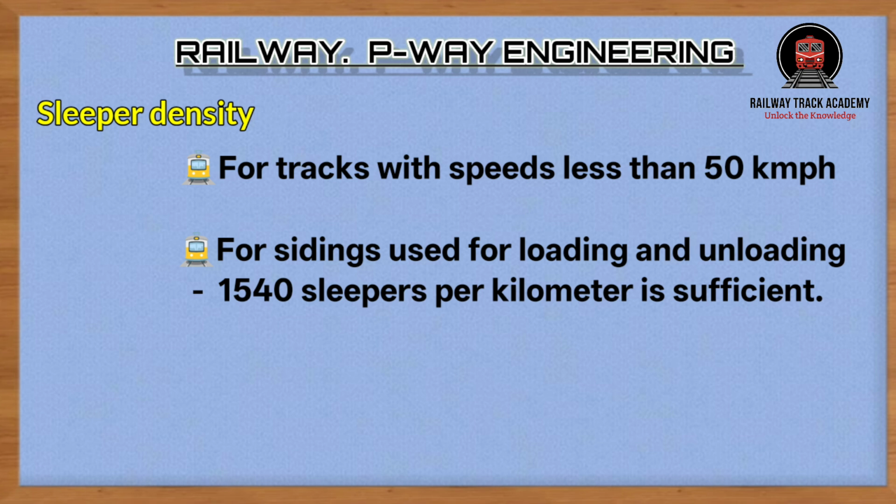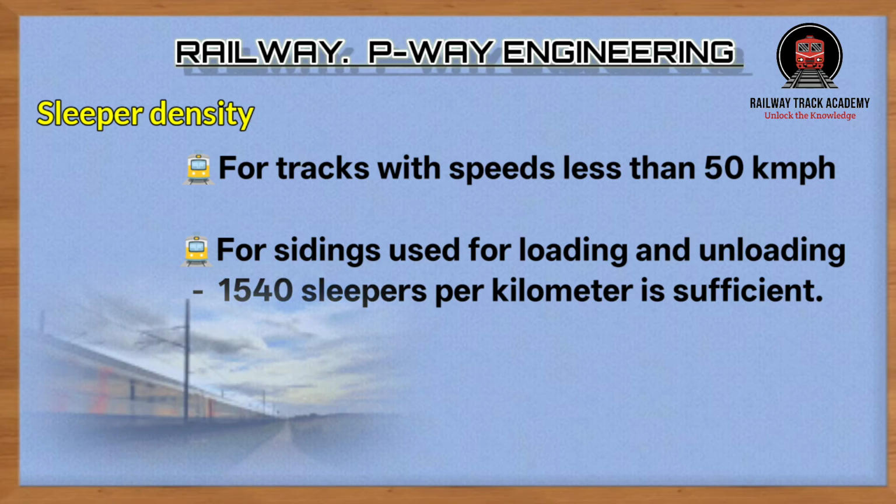The reason for lower density in sidings is simple. Unlike main lines, trains in sidings travel at very low speeds, typically between 15 to 50 kmph. Since the speed is low, the impact on the track is minimal, which is why 1540 sleepers are permitted.